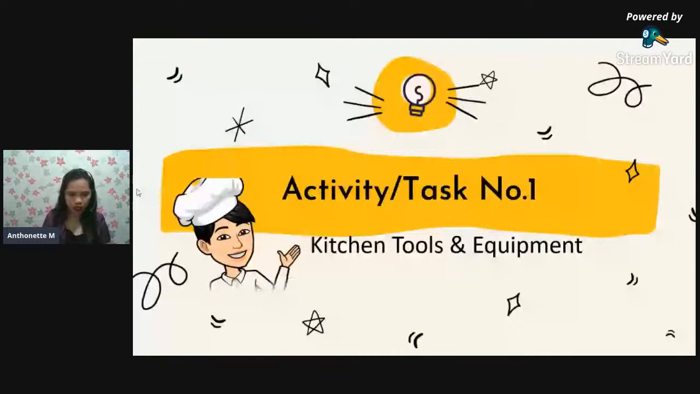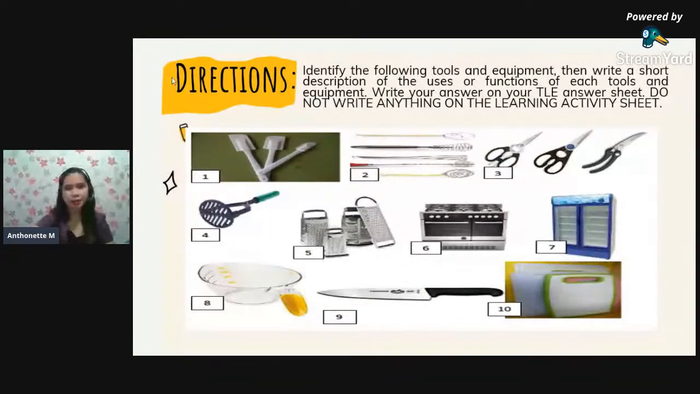Okay, so the first activity, turn on your LAS to page 4, the activity task number 1, kitchen tools and equipment. The directions are: identify the following tools and equipment, then write a short description of the uses or functions of each tool and equipment. Write your answer on your TLE answer sheets, on your yellow pad paper. Do not write anything on the learning activity sheet. Wala kayong isusulat doon sa LAS na hawak ninyo. Ang kailangan ninyong pagsagutan ay yung inyong yellow pad paper.